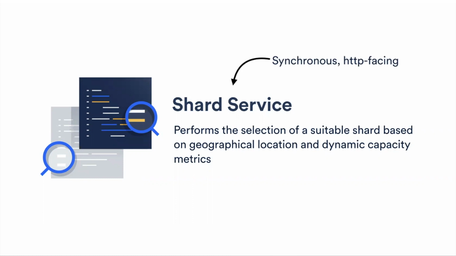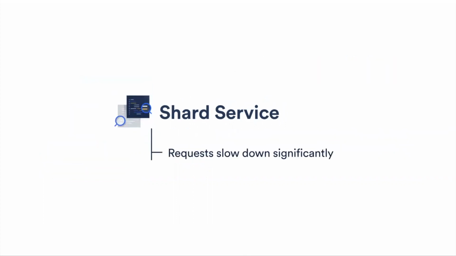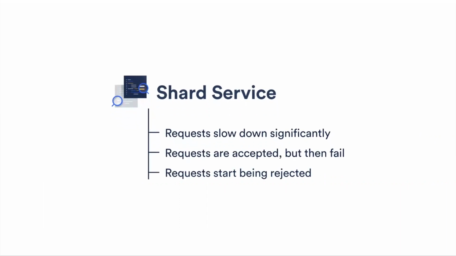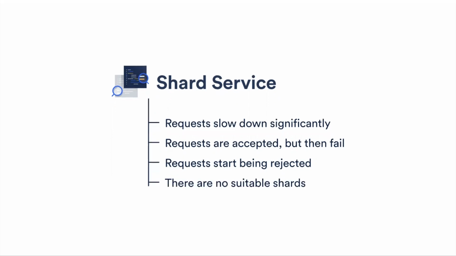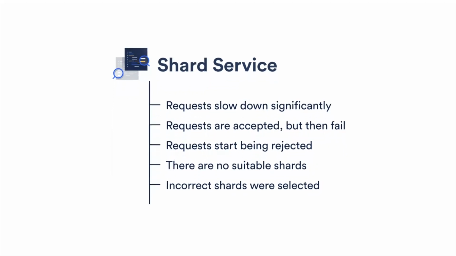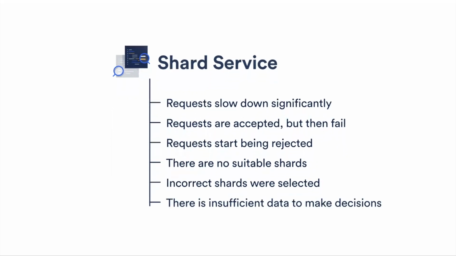So the shard service is a synchronous HTTP facing service. And so that lends to a few obvious things that could go wrong. Maybe the requests slow down significantly, or they're accepted but then start to fail, or maybe they're just rejected altogether. That all sucks and we definitely don't want any of it to happen, but it's not really specific to the shard service. Any synchronous HTTP facing service is probably going to have similar concerns. But then there's a few things that are less obvious. So maybe there are no suitable shards, or incorrect shards have started to be selected, or maybe there's just not enough data to make any suitable decisions.